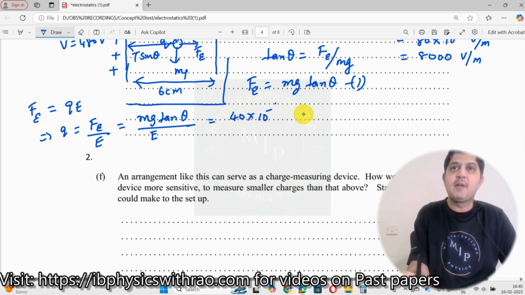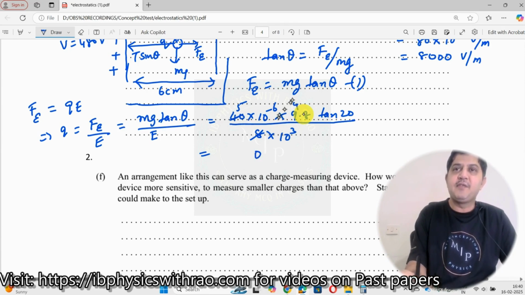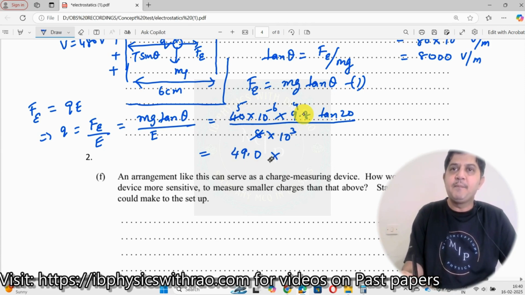40 into 10 power minus 6 multiplied by g, 9.8 into tan 20, divided by E, which is 8000, or 8 into 10 cube. I'll write it like this only. 8 ones are 8, 5 8s are 40, 4 plus 5 is 9, 49. I guess the answer is 49.0 multiplied by 10 power minus 6, and there's a 10 cube over here.